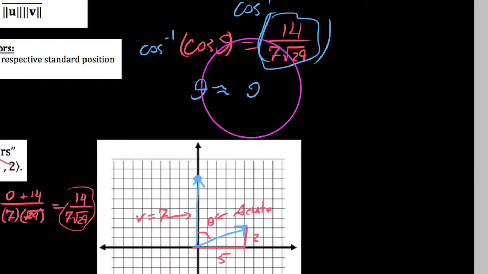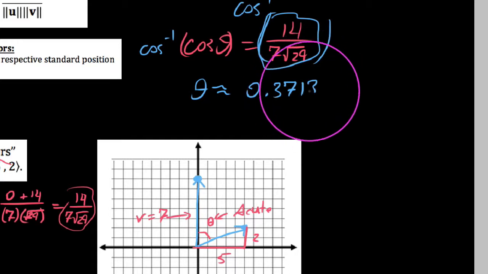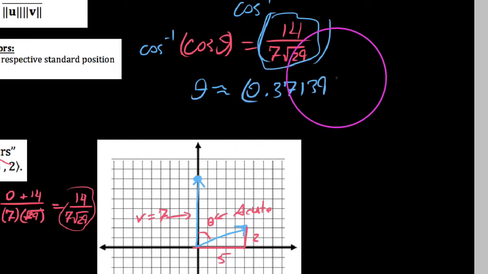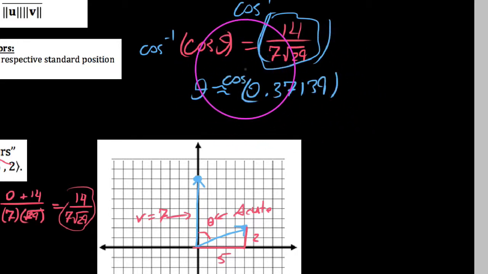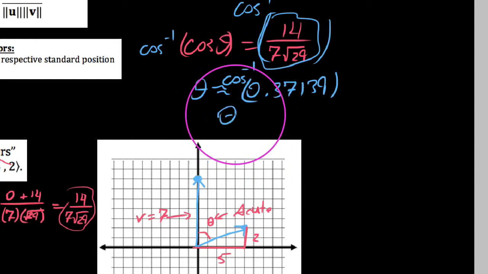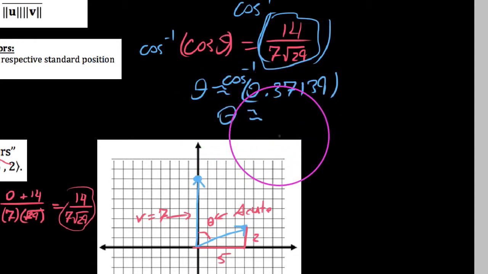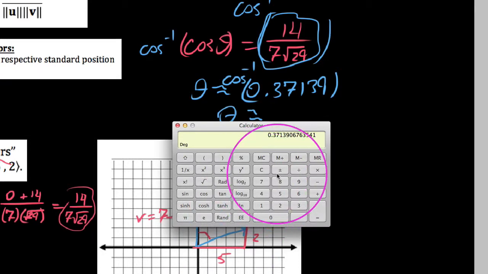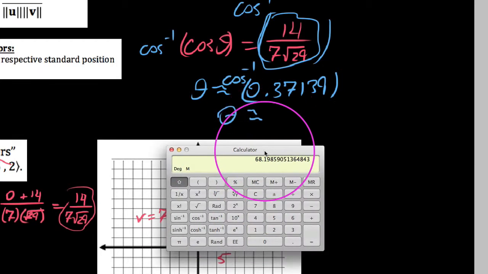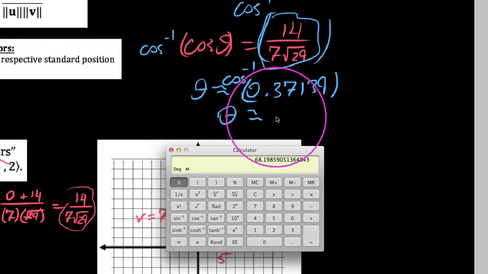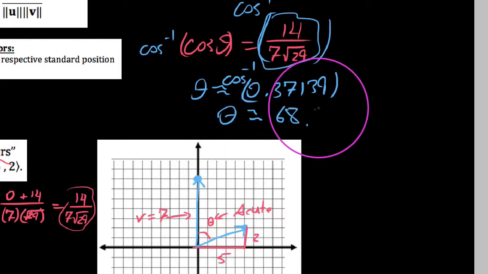But we get, let's see, 37,139, so 37,139 is the value of what was in there, and we need to take the cosine inverse of this. So we get cosine inverse of that, and I wonder if I could do this. We say memory store. I'll head over to my cosine inverse, which is cosine negative 1 of that. We get about 68.19 degrees, so about 68.2 degrees.